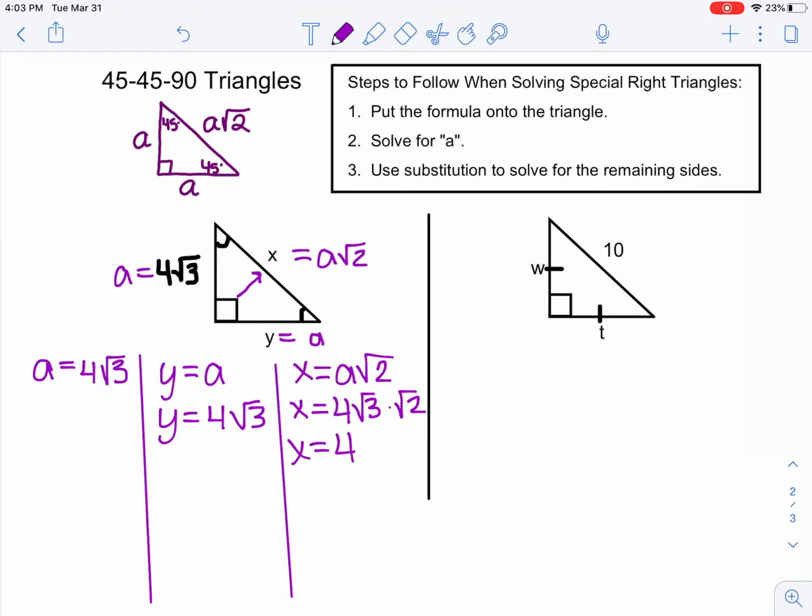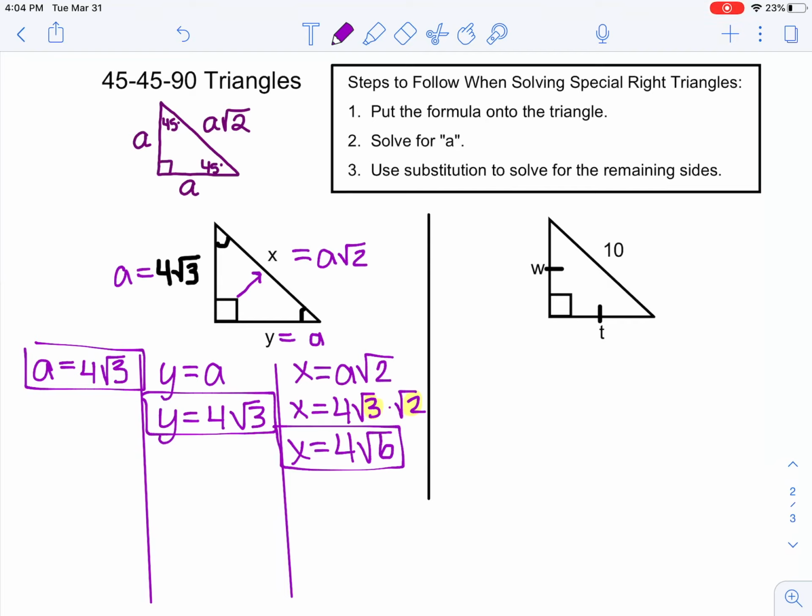So to simplify this, we'll leave our 4 in front, and then we multiply the two numbers that are on the inside of our square roots. So 3 times 2 gives us square root 6. So now we have all three of our sides solved for.